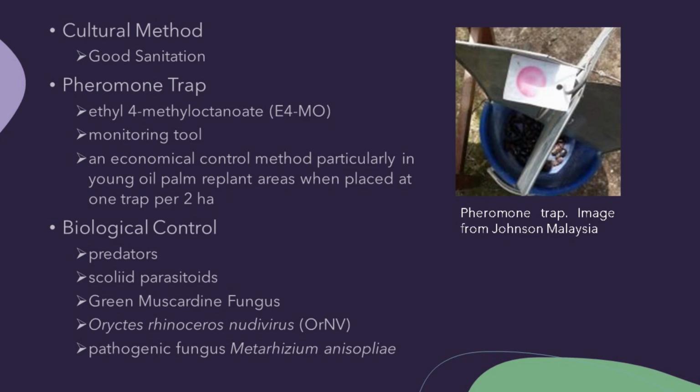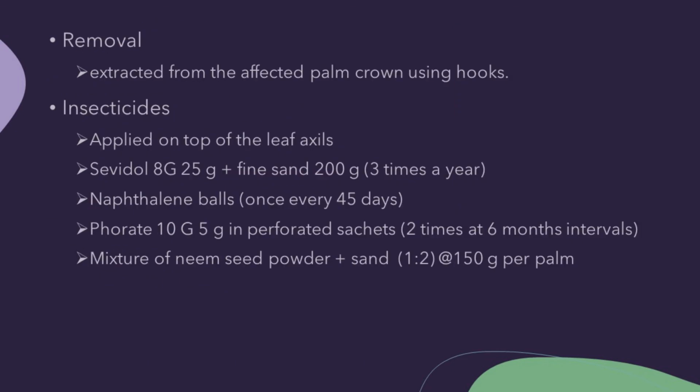And then we have biological control by introducing their predators, scoliid parasitoid, using green muscardine fungus or GMF, Oryctes rhinoceros nudivirus, and pathogenic fungus Metarhizium anisopliae. Moving on to the next one, we have removal, which is by just extracting the beetle from the affected palm crowns using hooks. Lastly, we have the usage of insecticides.